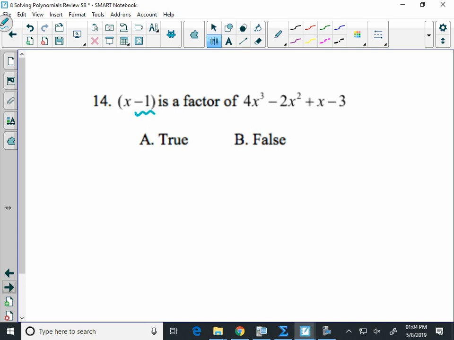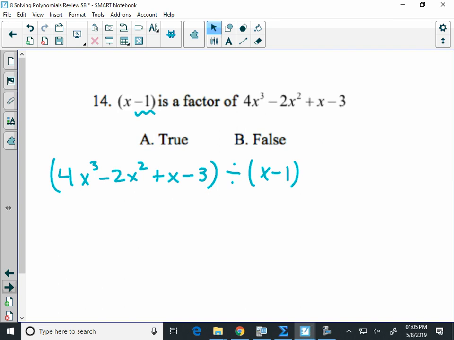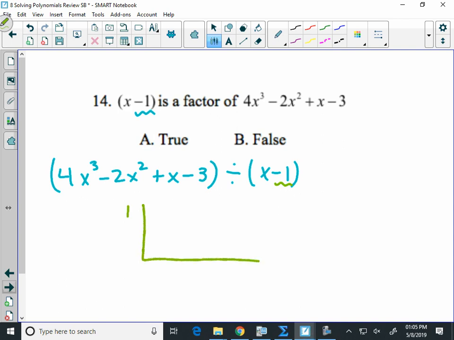okay, you flip the sign of that number, because essentially what we're doing, we're going to do 4x cubed minus 2x squared plus x minus 3 divided by x minus 1. That's what we're doing. We're going to see if x minus 1 can divide into that polynomial evenly. Meaning we got a remainder of 0. So we use synthetic division. Flip the sign of that number in the second parenthesis. So it's x minus 1. So when we flip it, it's going to become positive 1.